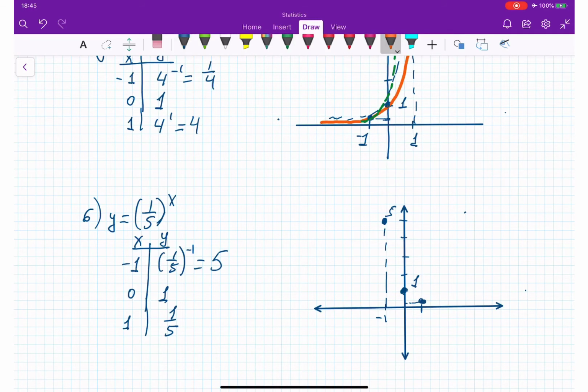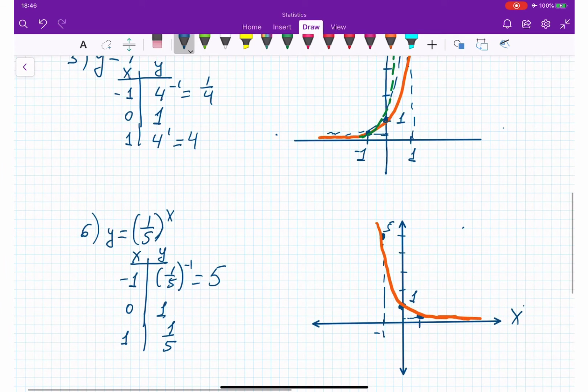Let's see what's happening. The graph is going to look like this. Okay, it never touches the x-axis, but it's running to x. So this is 1 over 5 to power x.